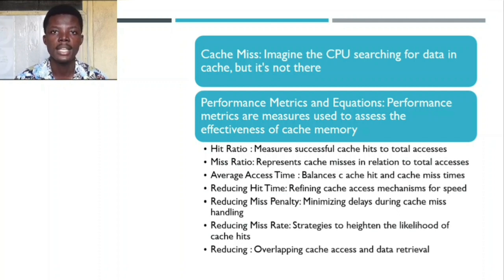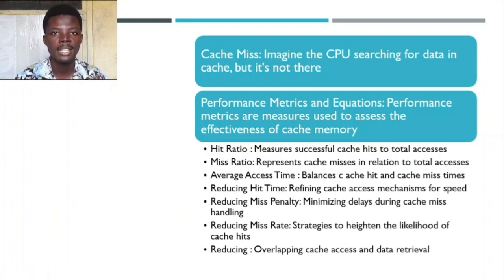Performance metrics and equations. Performance metrics are measures used to assess the effectiveness of cache memory. We use equations to quantify these metrics. These equations include hit ratio, miss ratio, and average access time. Hit ratio measures successful cache hits to total accesses. A higher hit ratio indicates efficient cache utilization.